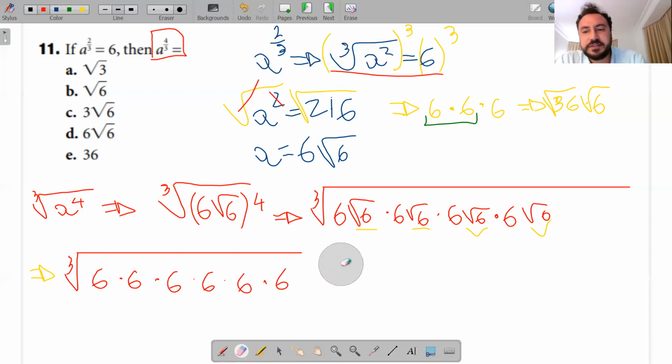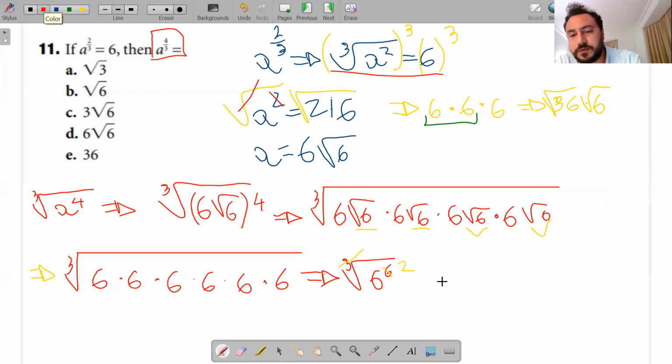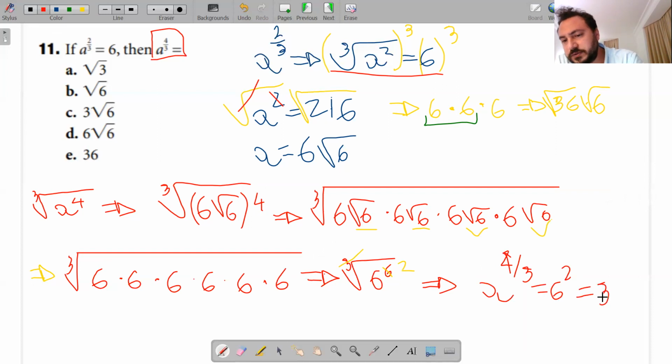So what we are left with is 6 by 6 by 6 by 6 by 6 by 6, which is just the cubic root of 6 to the power of 6, which cuts out and leaves me with 6 to the power of 2. So my final answer for a to the power of 4 over 3 is 6 to the power of 2, which is equal to 36.